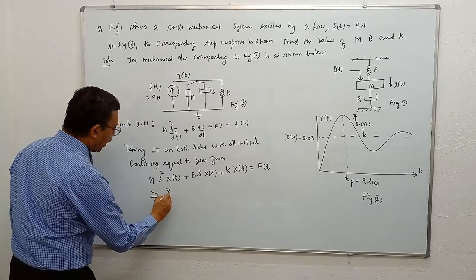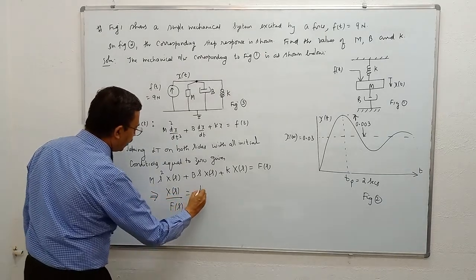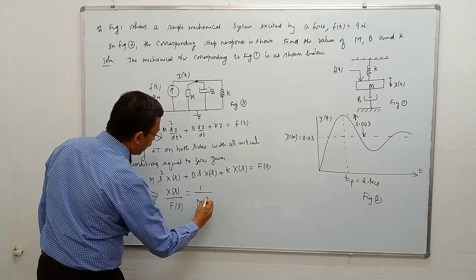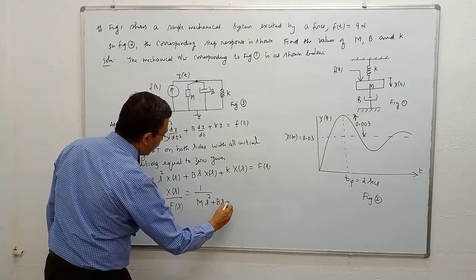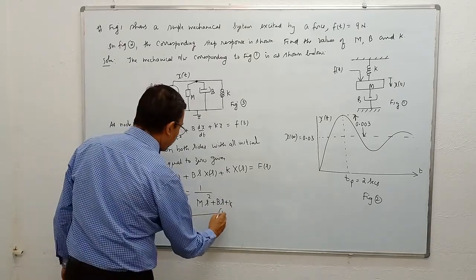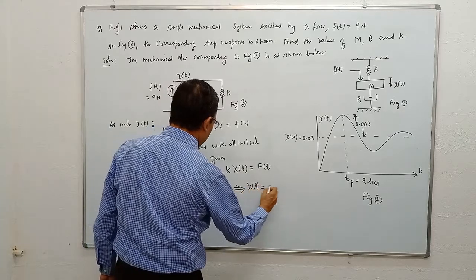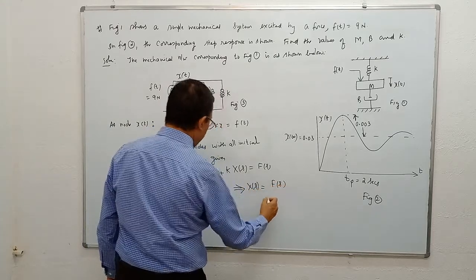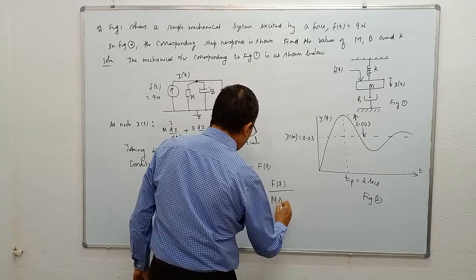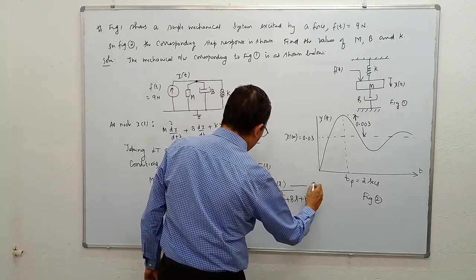This implies the transfer function x of s divided by f of s is equal to 1 over ms square plus bs plus k. This I call equation 1. This implies x of s is equal to f of s divided by ms square plus bs plus k. Equation 2.